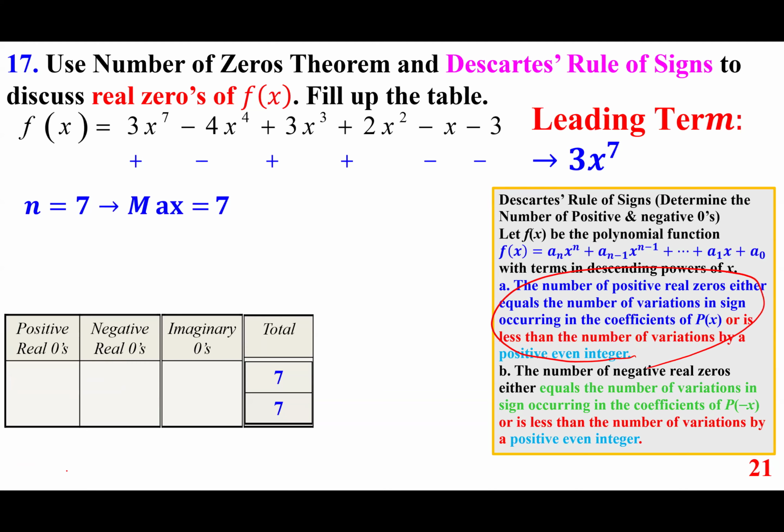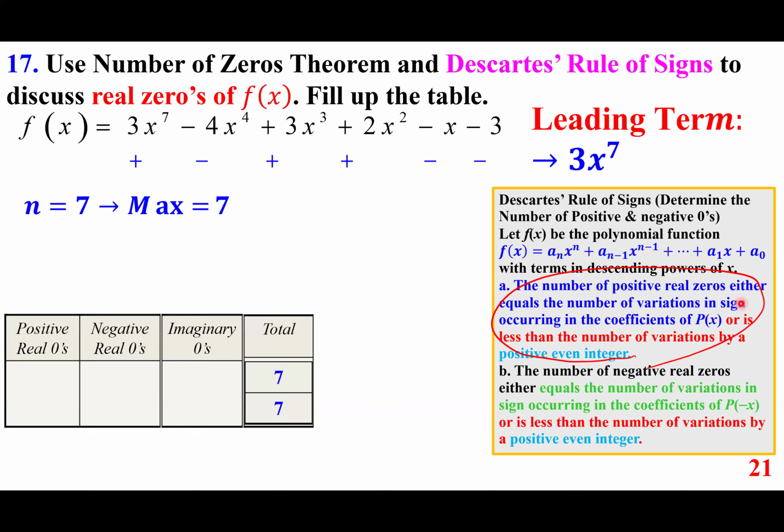Just part A, never mind the list. So I'm going to read it one more time. The number of positive real zeros either equals the number of variations in sign occurring in the coefficients of p of x, or is less than the number of variations by a positive even integer. So again, positive 3, negative 4, positive 3, positive 2, negative 1, negative 3. We just are interested in sign.